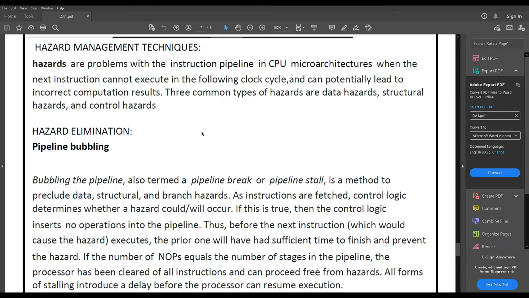The hazard management technique used in this CPU is pipeline bubbling. Hazards are the problems with instruction pipelining in CPU microarchitectures where the next instruction cannot execute in the following clock cycle and potentially leads to incorrect computation results. Three common types of hazards are data hazards, structural hazards, and control hazards.